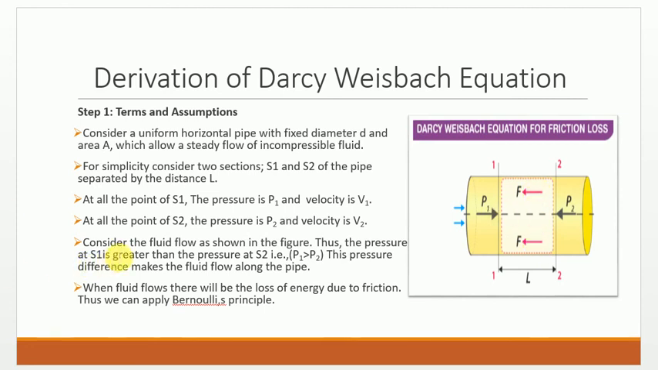So consider the fluid flow as shown in the figure. Thus, the pressure at S1 is greater than the pressure at S2. Of course, if there is a change in pressure, then the fluid tends to move. If there is no change in pressure, the fluid cannot move. So P1 will have a greater pressure compared to P2, so the fluid tends to move in the forward direction. When fluid flows, there will be some loss of energy, which might be due to friction, which we're going to discuss. So thus we can apply Bernoulli's principle.